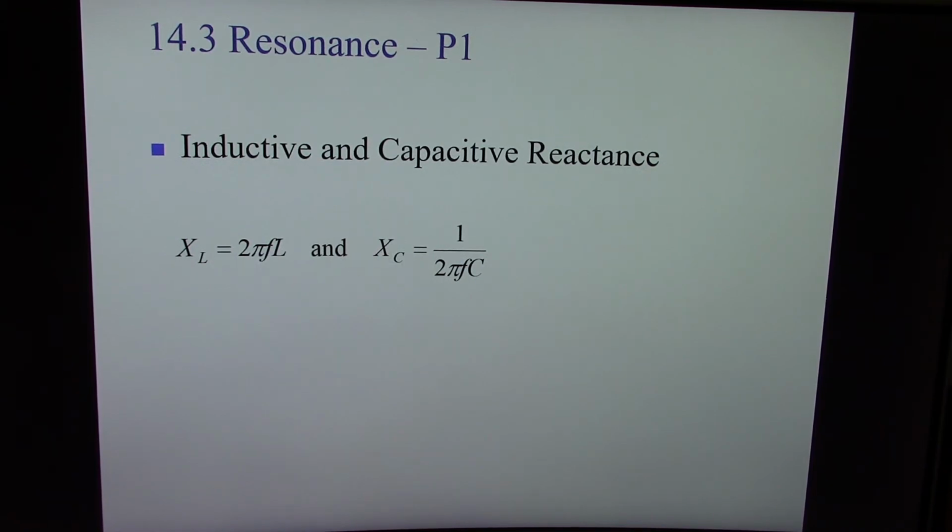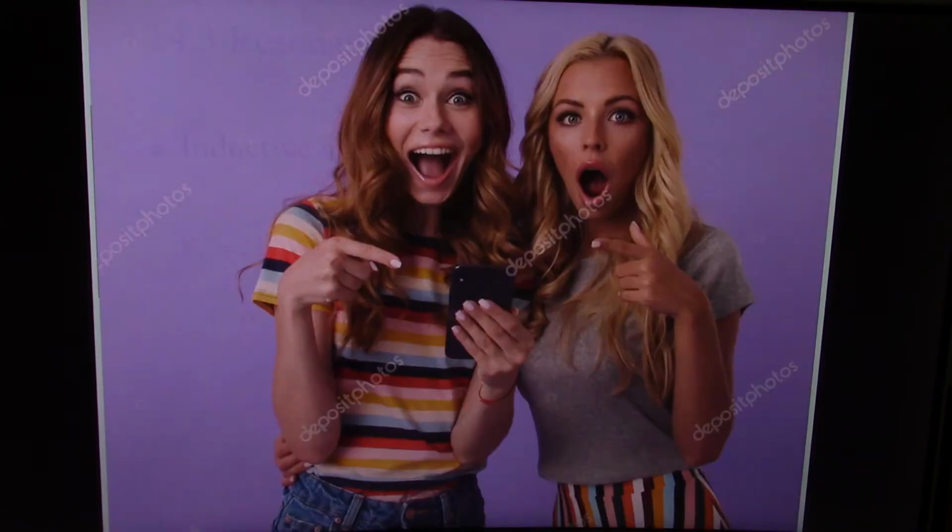So those act like resistors, but unlike regular carbon composition resistors or wire wound resistors, these are dependent on the frequency, and that's this F right here. We talked about this already. Inductive reactance, X of L, is 2 pi, constant, right? F is the frequency, L is the inductance. For capacitors, it's the inverse: 1 over 2 pi F C, where F is frequency and C is capacitance.